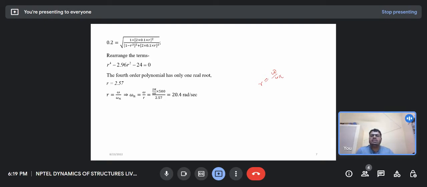So can you find out the static deflection with this? F is equal to K times UST, and UST comes out to be F divided by K. F is equal to m omega n squared, and F you can write as mg. So if you cancel out m, that would be g divided by omega n squared. Simple.